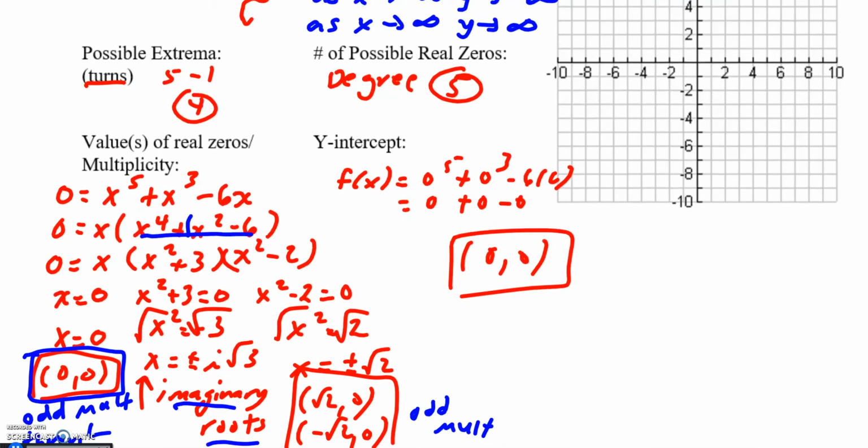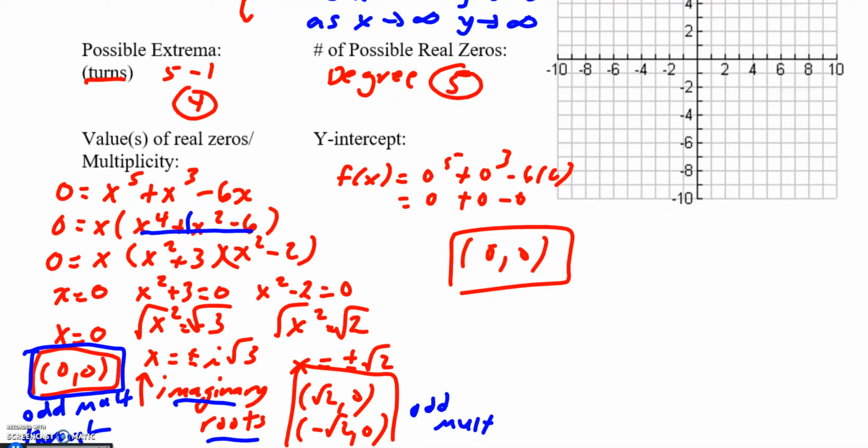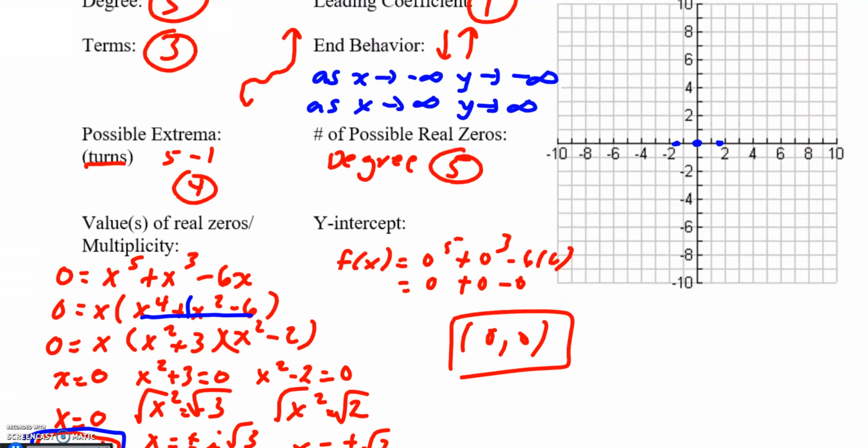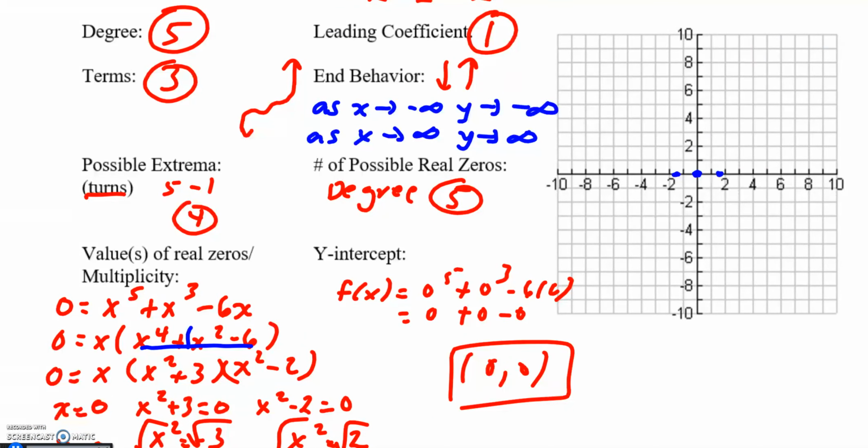So again, if I take all this information and I use it to graph, I'm going to graph my x-intercepts first. This graph goes through 0, 0, and the imaginary roots can't be graphed. But just like the previous example, my roots are at positive 1.4 comma 0 and negative 1.4 comma 0. What makes this different, though, is that we have a different end behavior. We start down and we end up, and we have 4 possible turns this time. So we can go back and check that also.